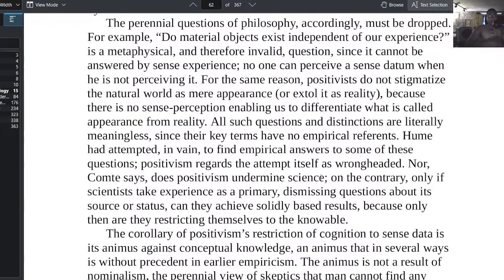The perennial question of philosophy accordingly must be dropped, for example. Oh no, let me check Kick Chat.